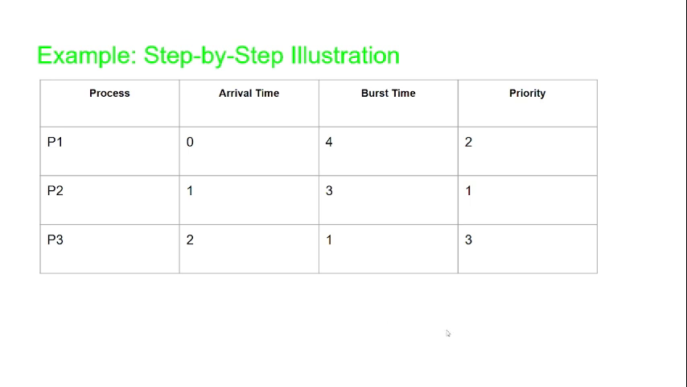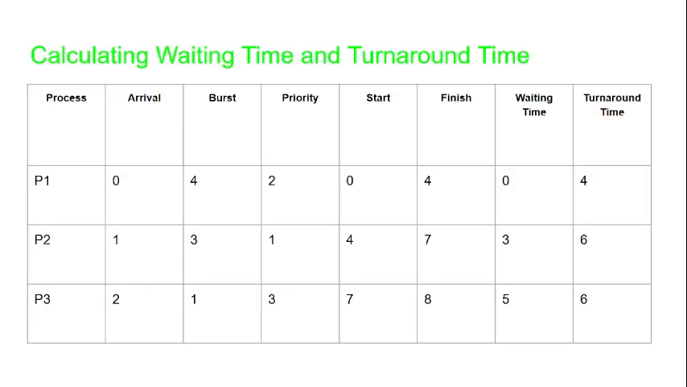So the next topic is how to calculate the waiting time and turnaround time. Here the processes are P1, P2 and P3. The arrival times are 0, 1 and 2. Burst time is 4, 3 and 1. It is the time taken by the process to complete its execution. Priority means each process is given one priority, like 2, 1 and 3. It gives you the start time and finish time, at what time it will start and at what time it finishes.